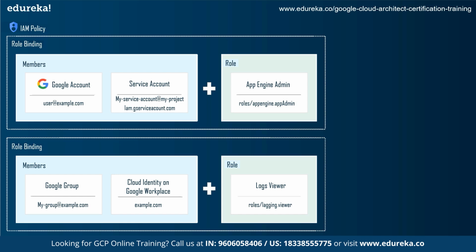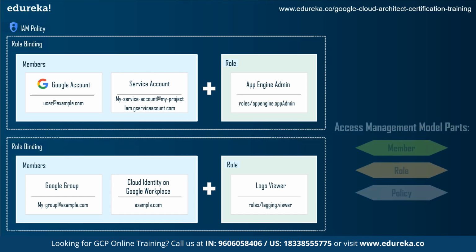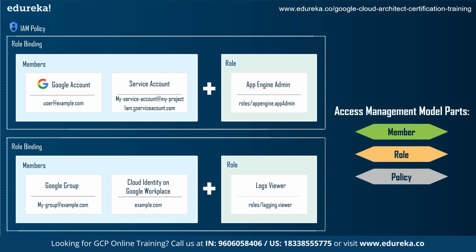This model for access management has three main parts. The first part is member. A member can be a Google account for end users, and a service account for apps and virtual machines. Then there is a Google group or a Google Workspace or Cloud Identity domain that can access a resource. The identity of a member is an email address associated with a user, service account, or Google group, or a domain name associated with Google Workspace or Cloud Identity domains.